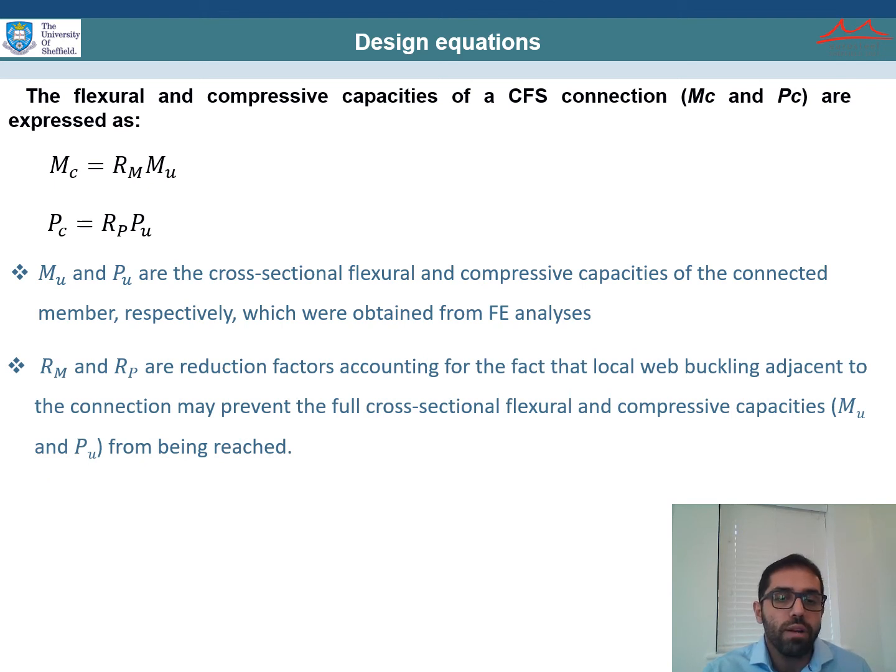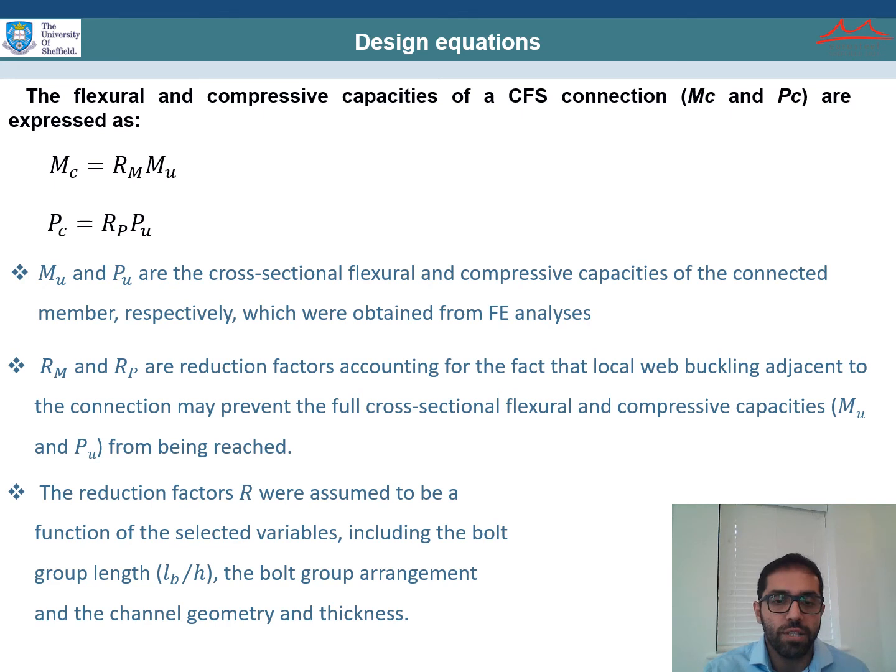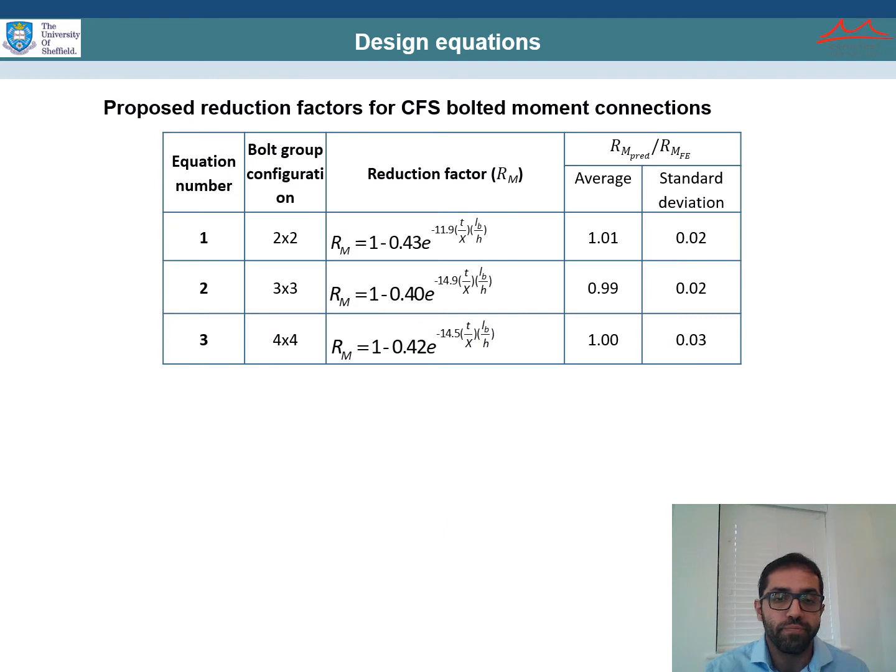Rm and Rp are the reduction factors, and these reduction factors account for the fact that local buckling, local web buckling adjacent to the connection may prevent the full cross-sectional flexural and compressive capacities, Mu and Pu, from being reached. The reduction factors R were assumed to be a function of the selected variables, including the bolt group length, LB over H, the bolt group arrangement, and the channel geometry and thickness.